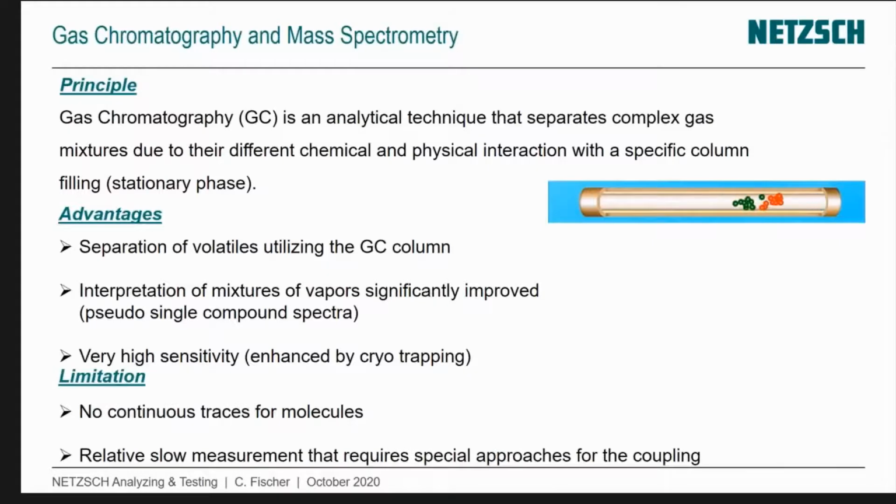As limitations, it has to be mentioned that no continuous traces can be detected for each molecule, as the separation over the column takes some time, and the sampling is realized over a valve system.